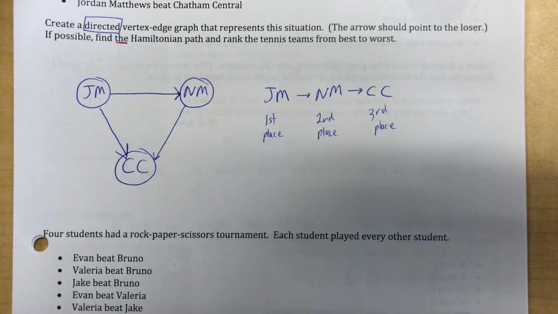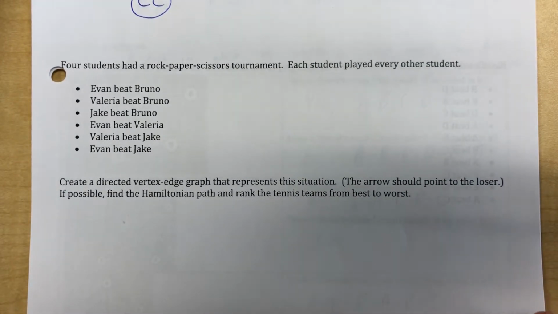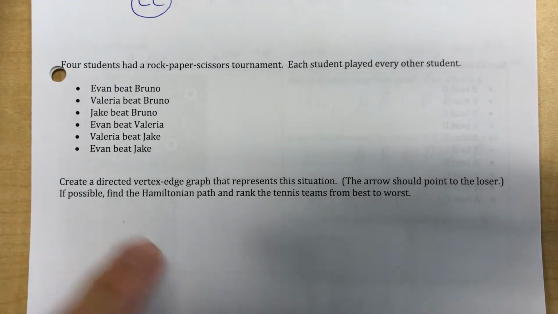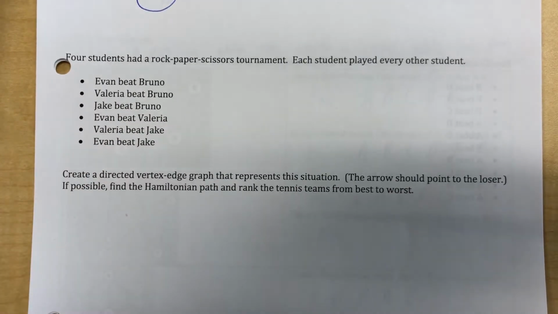So let's go to one that's a little bigger. 4 students had a rock, paper, scissors tournament. Each student played every other student. That's round robin. That's what that means. Evan beat Bruno. Valeria beat Bruno. Jake beat Bruno. Okay, let's just go ahead and say it. Bruno's going to come in last. Evan beat Valeria. Valeria beat Jake. Evan beat Jake.